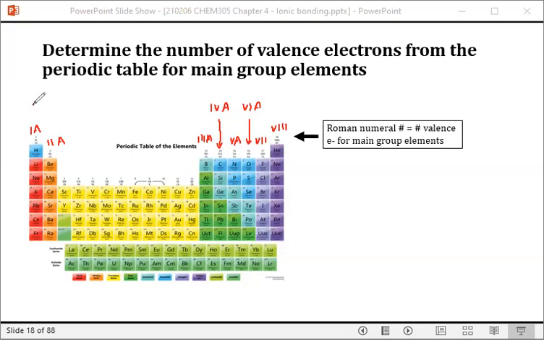So in group 1A, there's one valence electron. And in group 2A, all the elements in group 2A have two valence electrons. In group 3A, most of the elements are going to have three valence electrons. Same thing, group 4A, 4 valence. Most of the elements in group 5A are going to have 5 valence electrons, 6, 7, and 8. And so by using the Roman numeral numbering system for the periodic table, it's a quick way to figure out how many valence electrons an element is most likely to have.